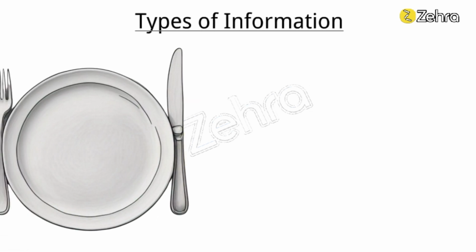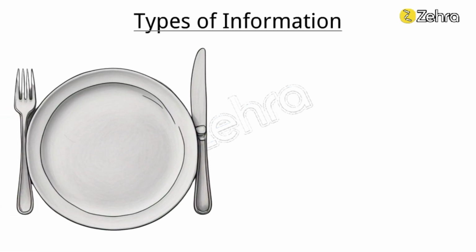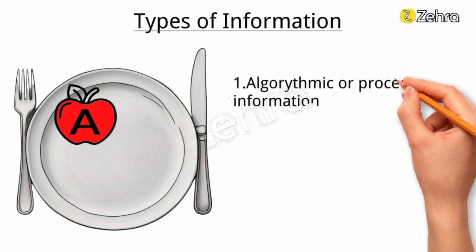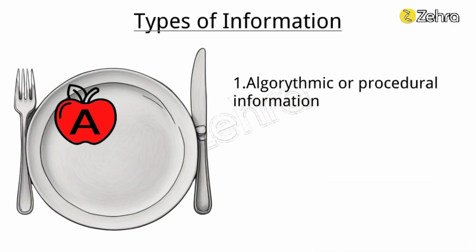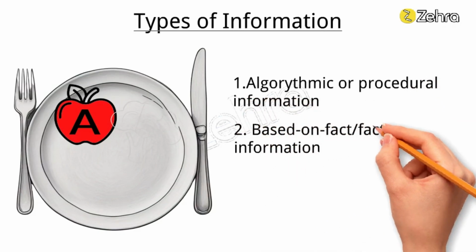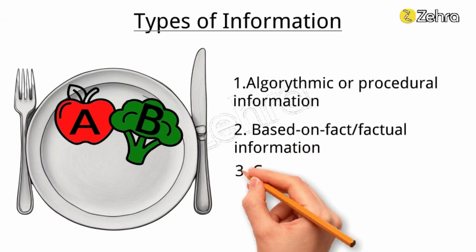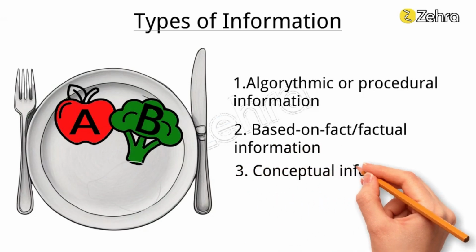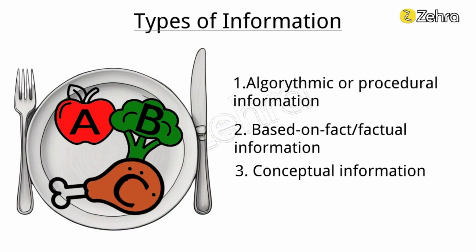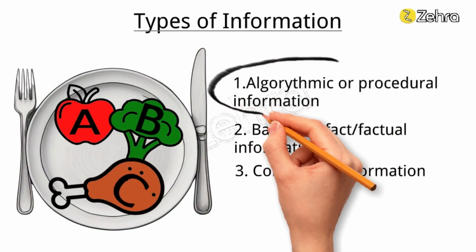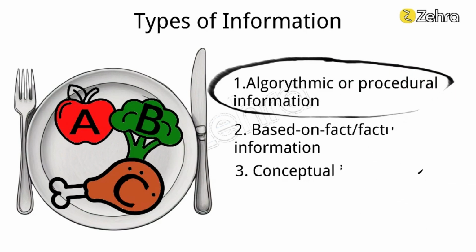Let's get started. We can categorize information into 3 different groups. Number 1, algorithmic or procedural information. Number 2, based on fact or factual information. And number 3, conceptual information. So how do we identify and digest these 3 different types of information? Let's start with algorithmic or procedural information.